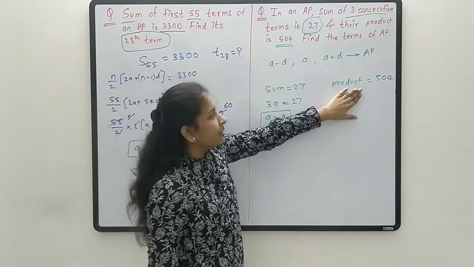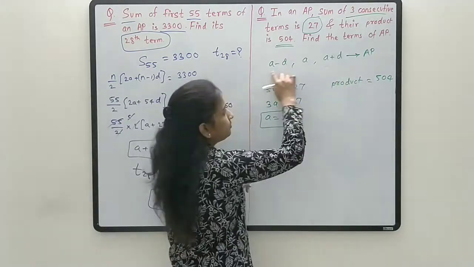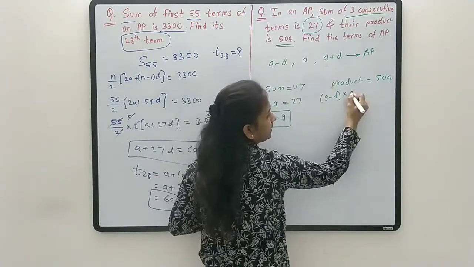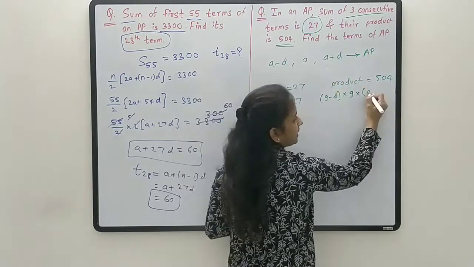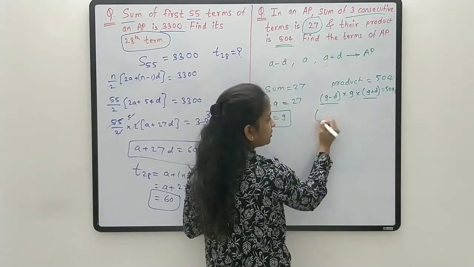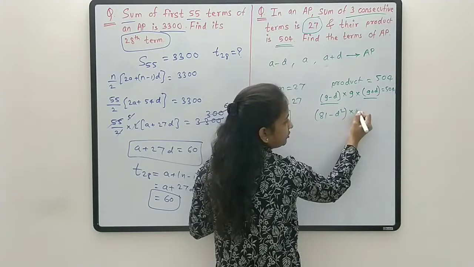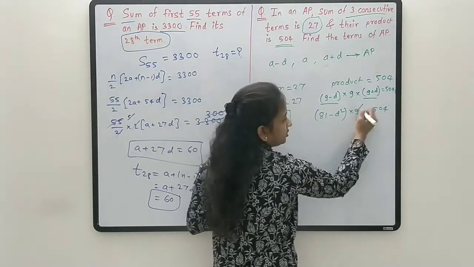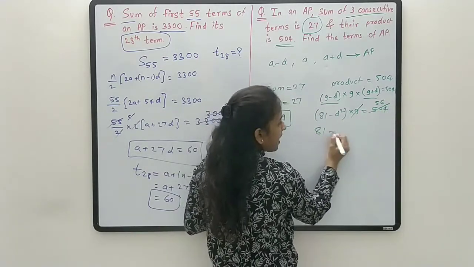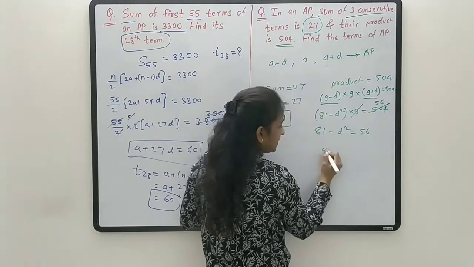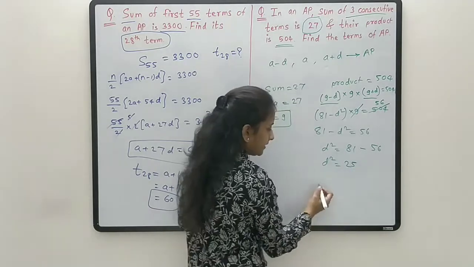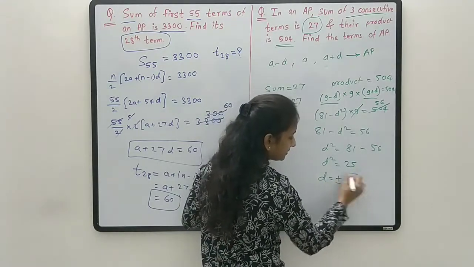The product of 3 terms is 504. Let's put these numbers here. a minus d, 9 minus d, into a, that is 9, into a plus d, 9 plus d, is equal to 504. So we will get 81 minus d square, into 9, is equal to 504. 9 1s are 9, 9 5s are 45, and 9 6s are 54, so 81 minus d square is equal to 56. d square is equal to 81 minus 56, so d square is equal to 25. So d is equal to plus or minus 5.